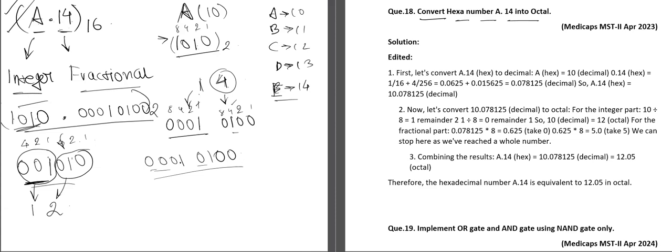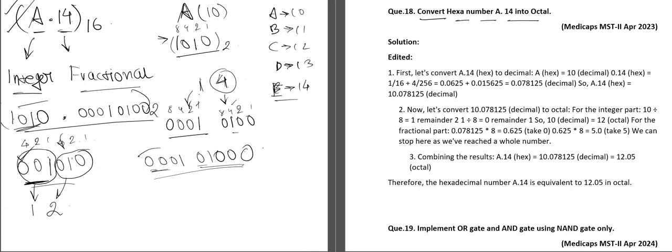But in the integer part, we have added the 0 at the front. Okay, but in the fractional part, we won't add the 0 at the front, we will add the 0 at the back. Okay, this one thing we need to remember. In the integer part, we are adding the 0 at the front, but in the fractional part, we will be adding the 0 at the back. So 0 will be added here. So now the total number of bits is 4 plus 5, which will be 9.